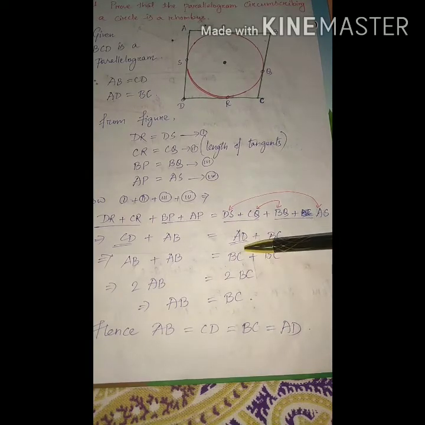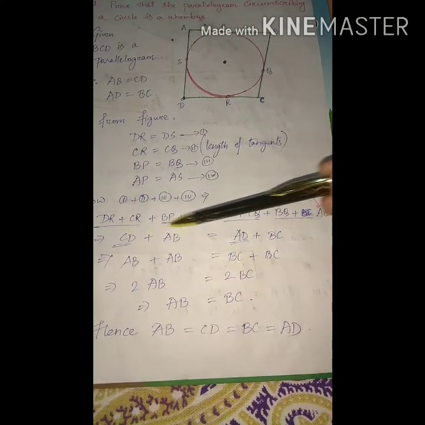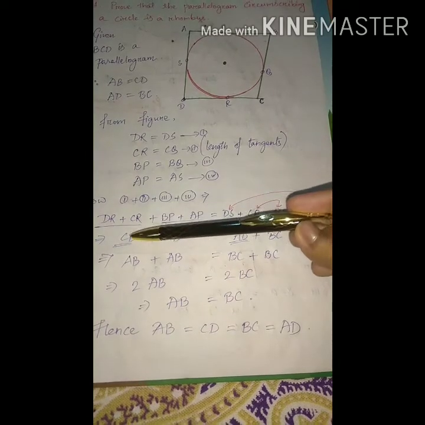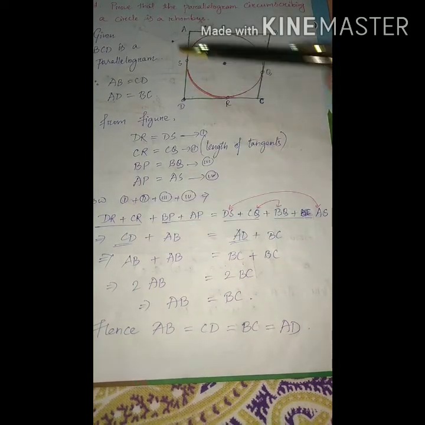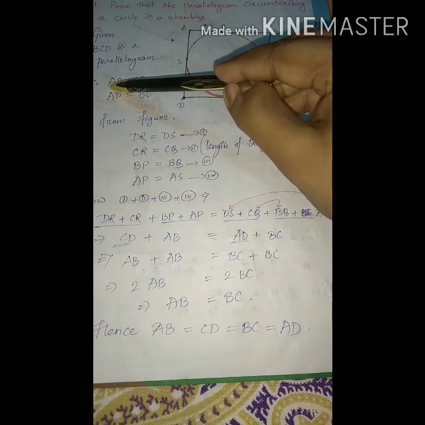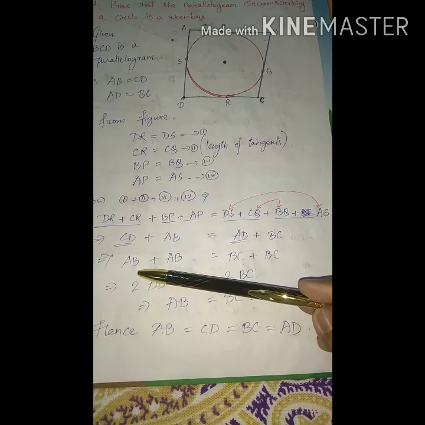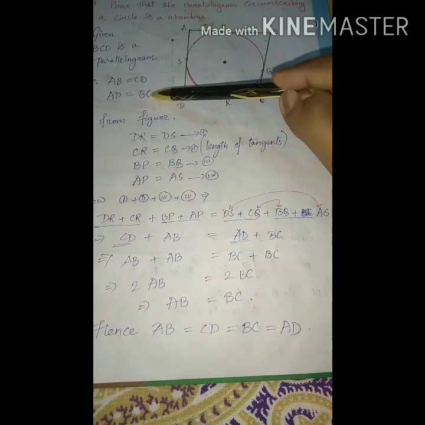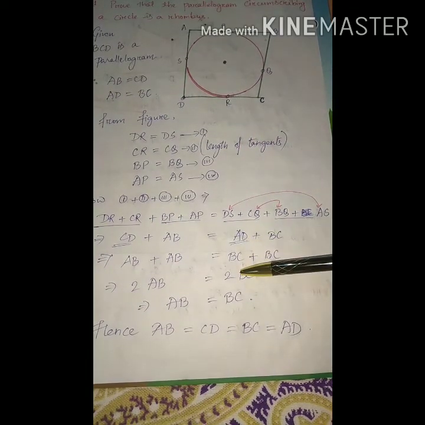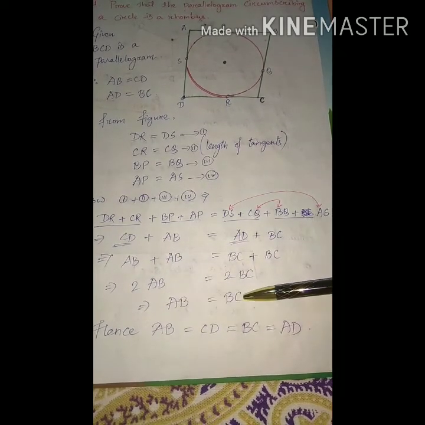In place of this, what do you have to write? AD. And CQ plus BQ, what do you write? BC. Is it clear? So after writing this, CD plus AB equals AD plus BC. One more thing we know: since ABCD is a parallelogram, in place of CD we can put AB. Similarly, in place of AD we put BC. So 2 times AB equals 2 times BC, the 2 cancels, AB equals BC.